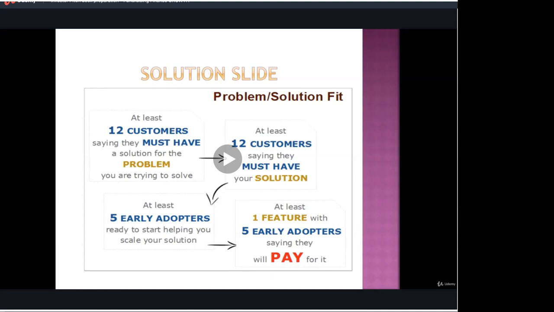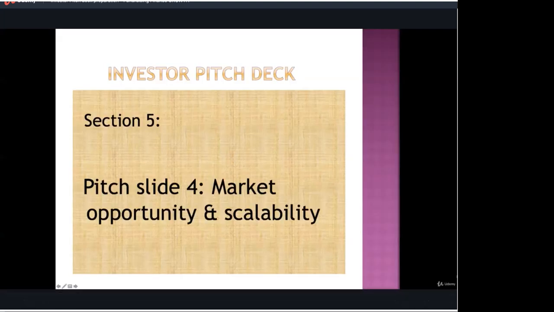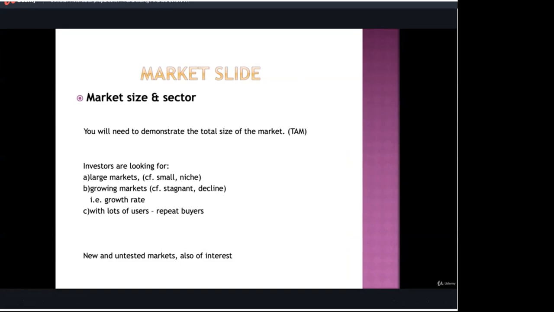This next topic is quite interesting, and again, you have to listen very carefully to this. It's to do with market opportunity and scalability. A very important thing that the investor is interested in. Section 5, pitch slide 4, market opportunity and scalability. Market size and sector.